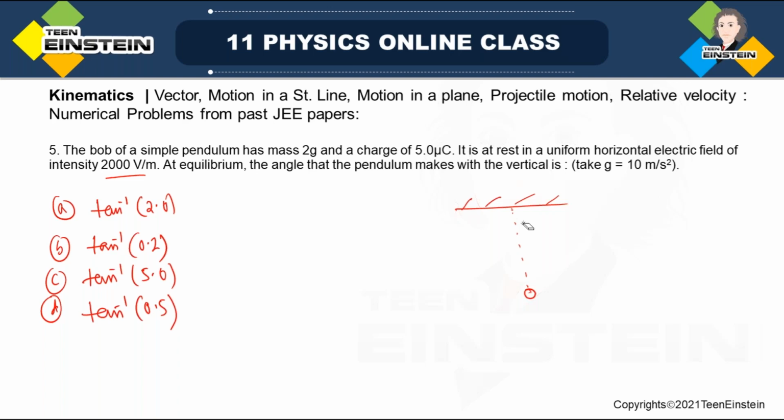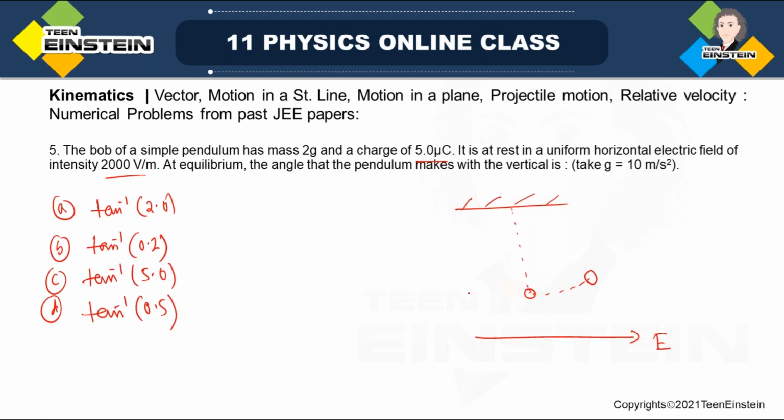Now the question is, if this is a charged particle, as mentioned here, and there is a horizontal electric field over here, then what will happen? This is a positively charged particle, 5 microcoulomb charge is on it, and the positive charge will be deflected in the direction of the field itself. So it will experience a force along this direction, and its position will not be at the initial equilibrium position. It will be somewhere here.